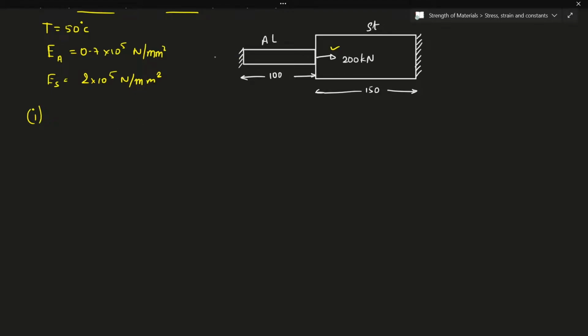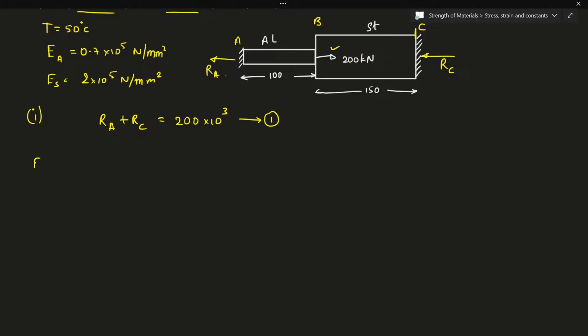Now at the support A, let's say, we are going to have a reaction something like this. I'll call this A, I'll call this interface B, and I'll call this face C, and at C I'm going to have a reactive force something like this. Now if I write the static equilibrium equation, I'm going to have RA plus RC equal to 200 into 10 to the power of 3, and I'll call this equation number 1.